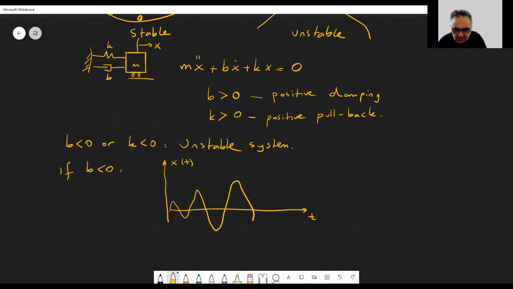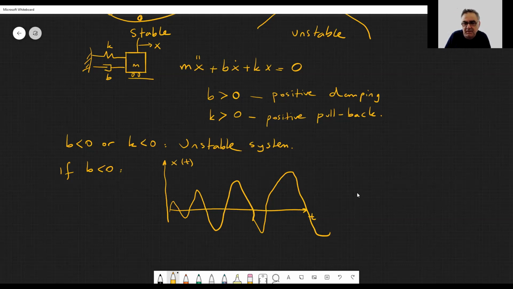Something like this, okay? It just becomes bigger and bigger. Amplitude becomes larger and larger until the system breaks down, obviously. Eventually, such systems break down, reach their limits, or materials fail, or something like this. So, unstable systems are not desired. We try to avoid them.